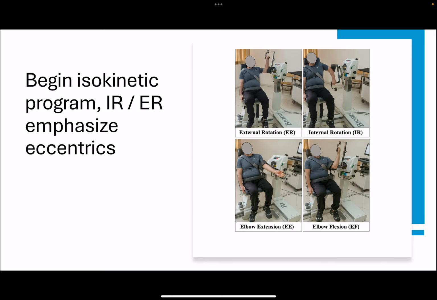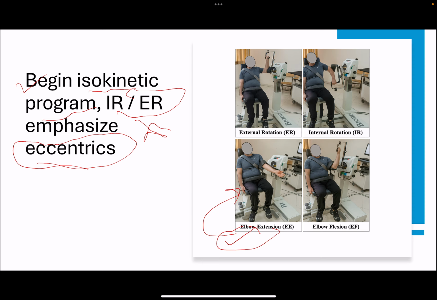Okay, and begin isokinetic if it is available to use. Isokinetic program, internal and external rotation of the shoulder, eccentrics, because the eccentric exercise puts little stress on the AC joint, and elbow flexion and extension also with isokinetics.